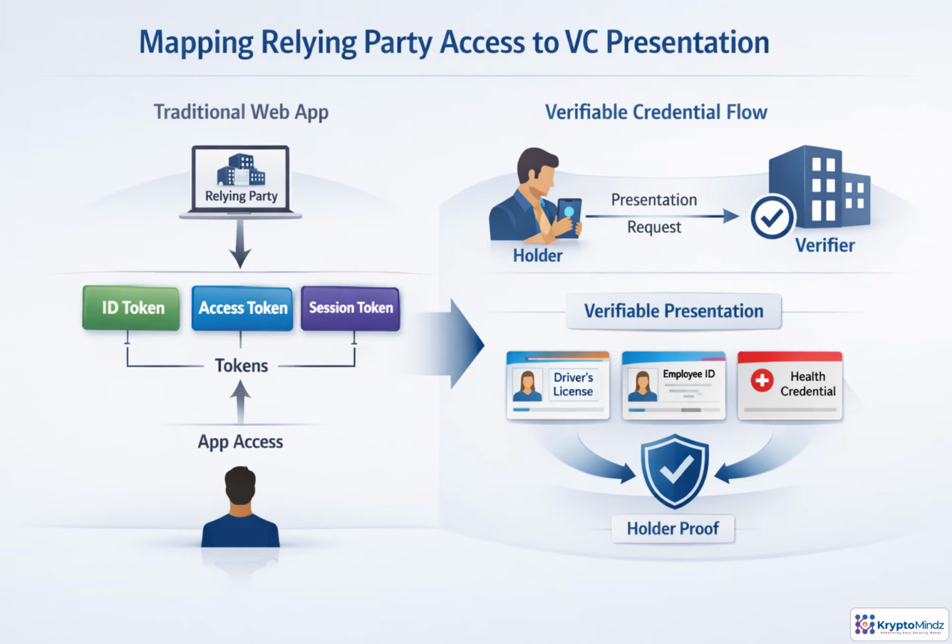Presentation flows change the handoff. Traditional apps mediate access with tokens issued for a specific application: ID tokens, access tokens, or session assertions. In a verifiable credential flow, the verifier asks for proof, the holder reviews the request, selects credentials or claims, and the wallet builds a verifiable presentation with holder proof. The verifier validates signatures, trust, and policy. Profiles like OpenID for Verifiable Presentations help map this pattern back to familiar OIDC interactions.